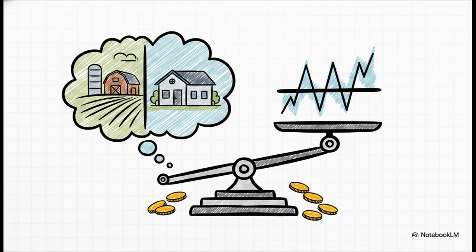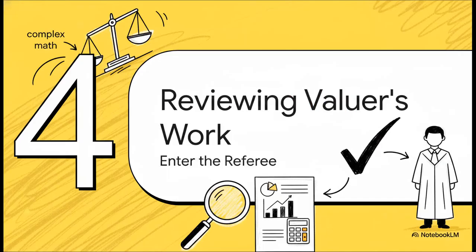You can't just look at one absolute banner year and call it good. You have to stabilize the income over nature's shifting, unpredictable cycles. Finally, separate components are valued strictly by their contribution to the whole property, not just what they'd sell for entirely on their own. Section 4 now, reviewing the valuer's work.